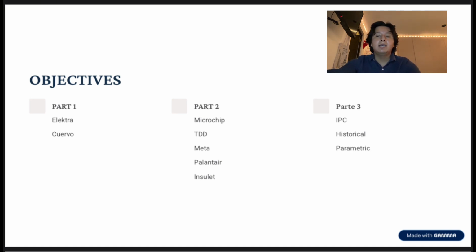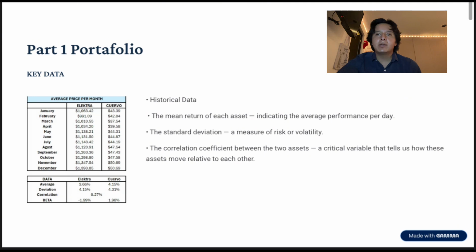The first part is a portfolio with two assets, which in my case are Electra and Cuervo. The second part is with five assets. The ones that I chose were Microchip, TD, Meta, Palantir, and Insulet. And the third part is with value at risk, where we want to see the EPC, the historical data, and the parametric data.